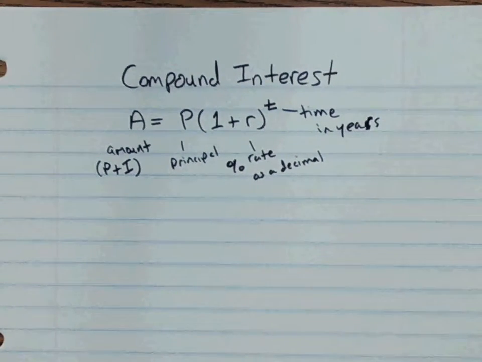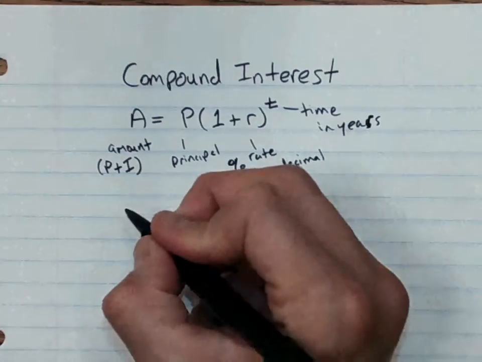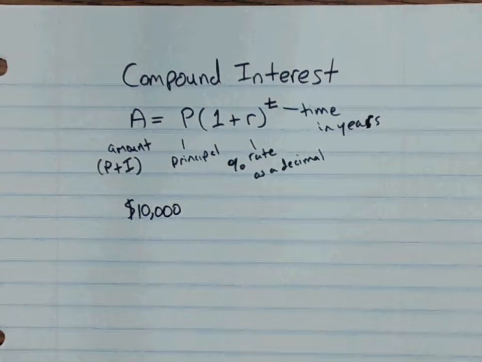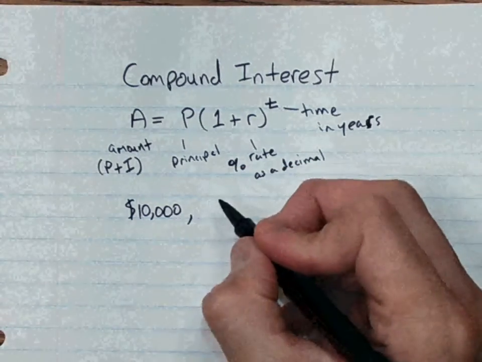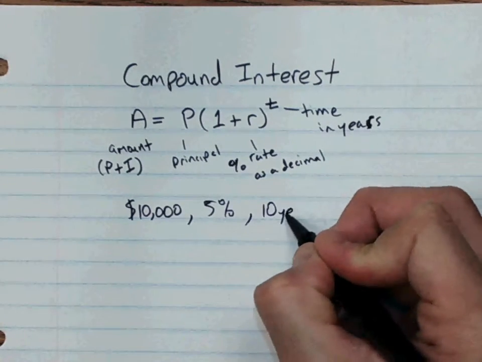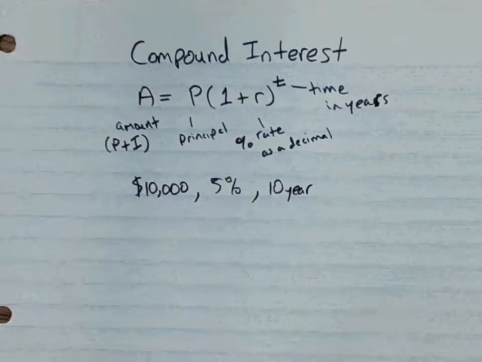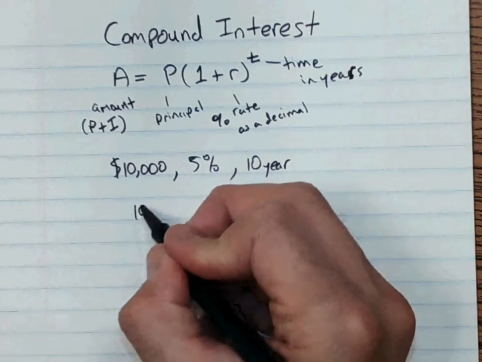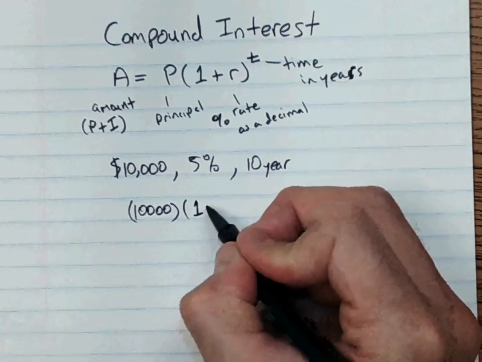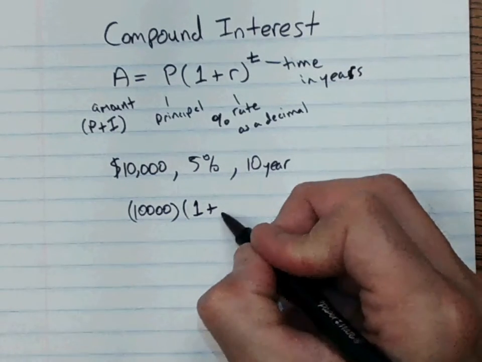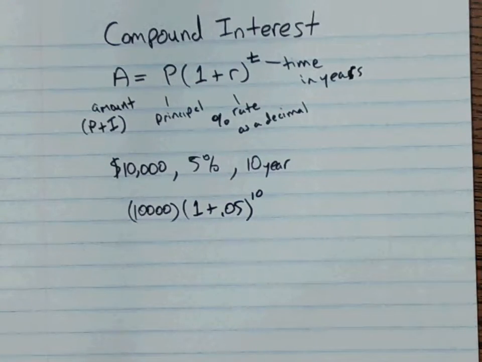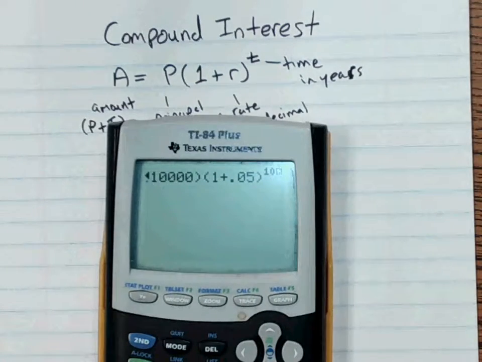Okay, let's do an example. Let's say I took out a $10,000 loan. I'm going to use the same example we used from our simple interest video, with a 5% rate and a 10-year term. I'm going to enter that into my formula. 10,000 is my principal. 1 is my constant plus 5% as a decimal, so it's 0.05, to the exponent of 10, to the 10th power. When you plug that into your calculator, it should look exactly like that.